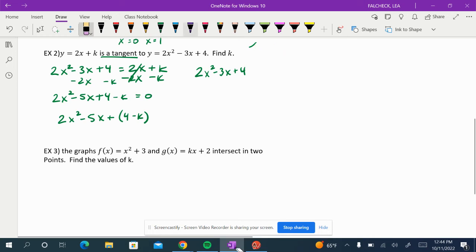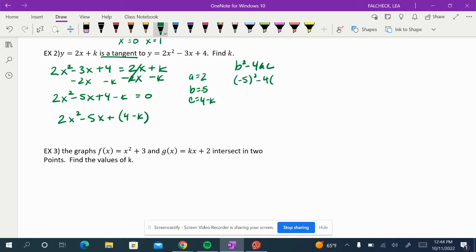Okay, so we have 2x squared minus 3x plus 4 equals 2x plus k. We just did that. Now we're setting up the discriminant, b squared minus 4ac. We have a equals 2, b equals -5, c equals 4 minus k. Let's plug that into our discriminant. We have negative 5 squared minus 4 times 2 times (4 minus k).